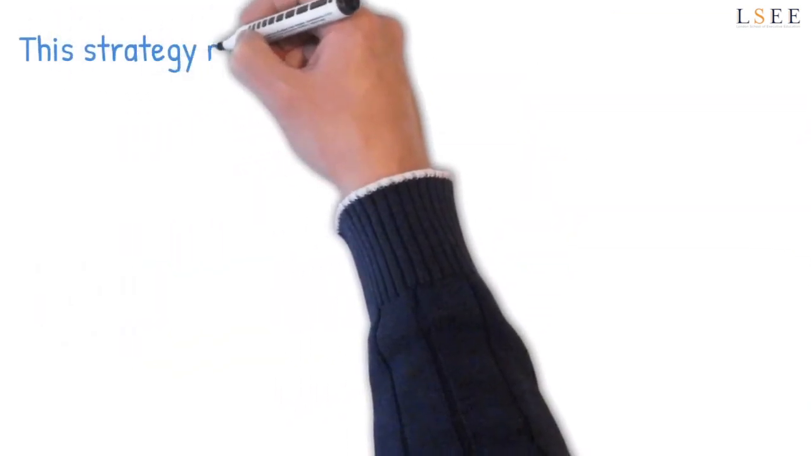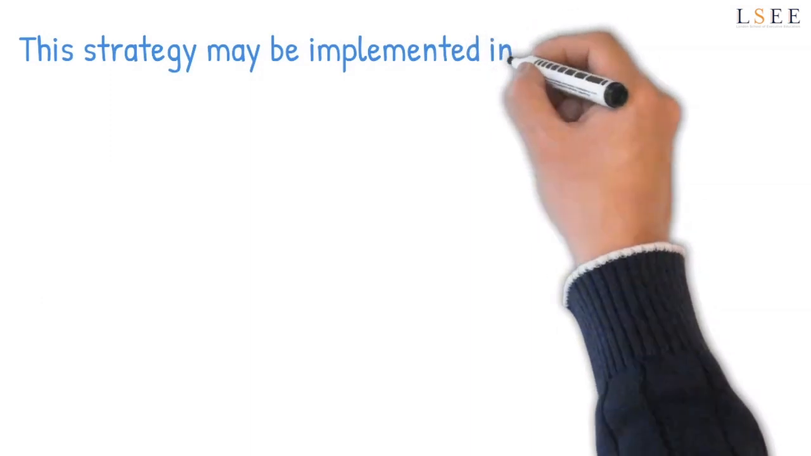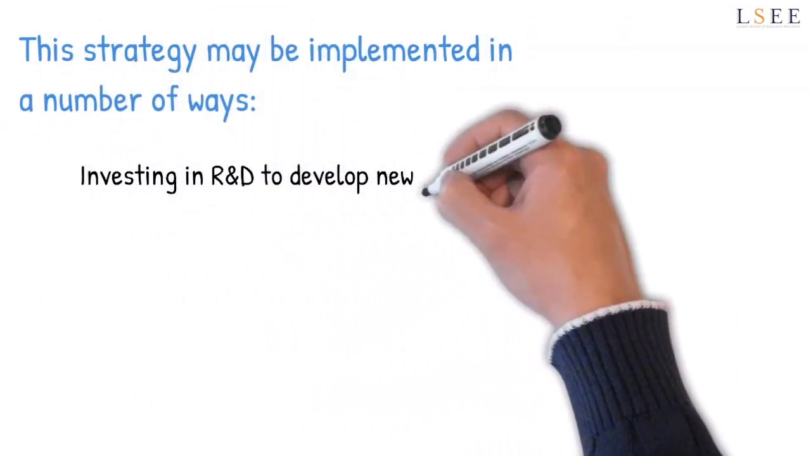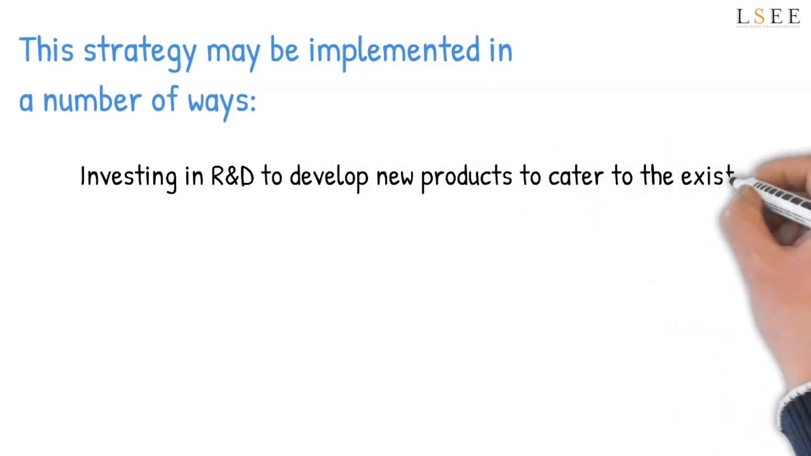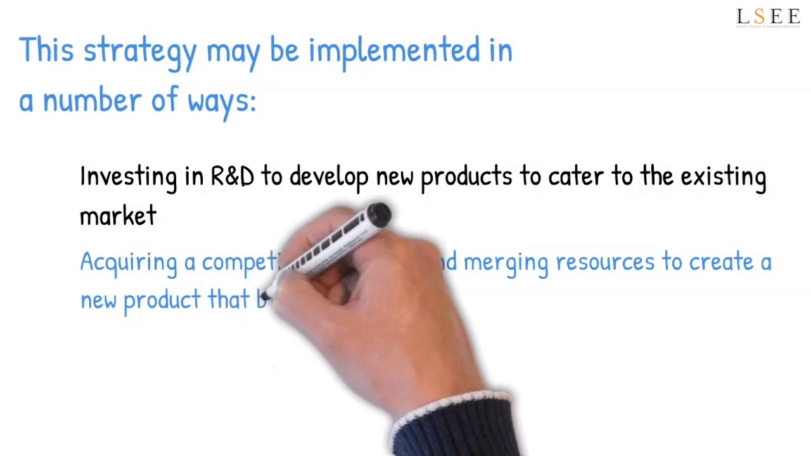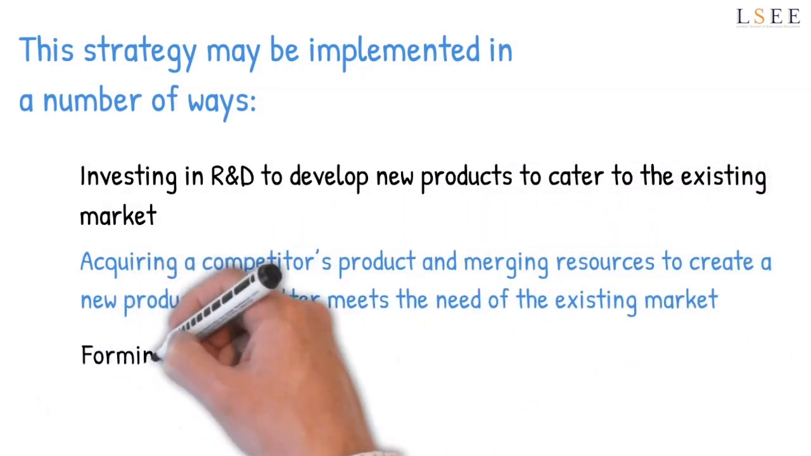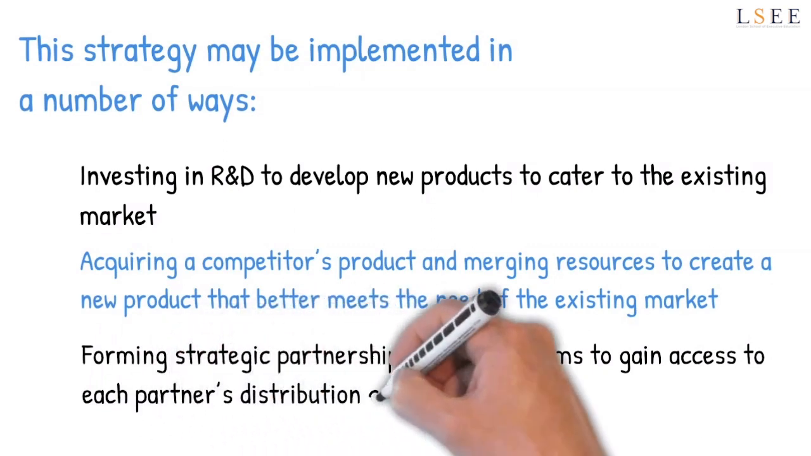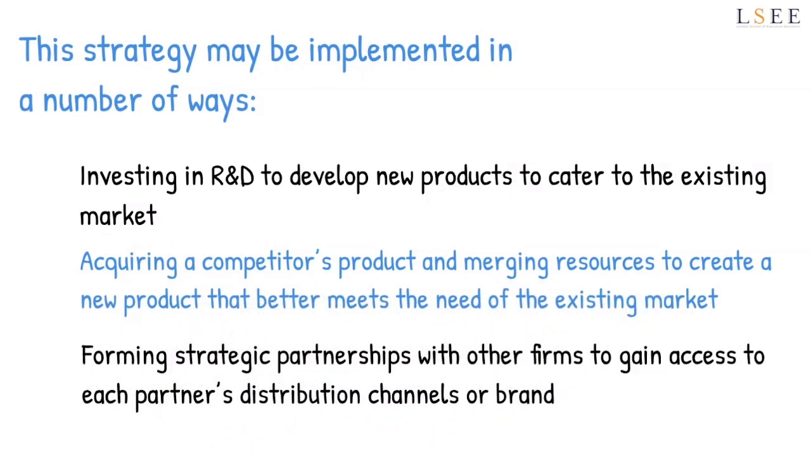This strategy may be implemented in a number of ways. Investing in R&D to develop new products to cater to the existing market. Acquiring a competitor's product and merging resources to create a new product that better meets the need of the existing market. Forming strategic partnerships with other firms to gain access to each partner's distribution channels or brand.